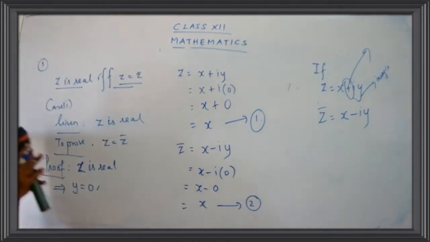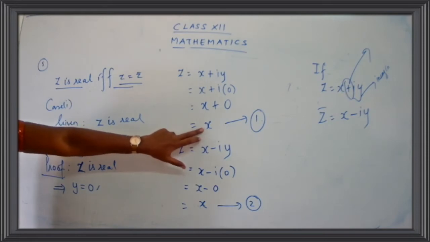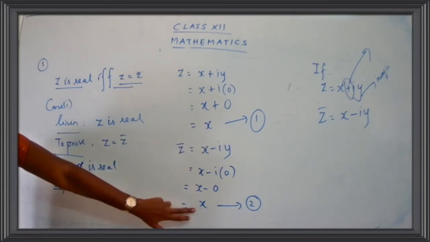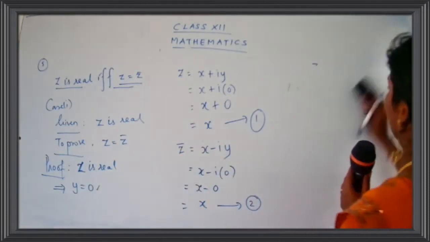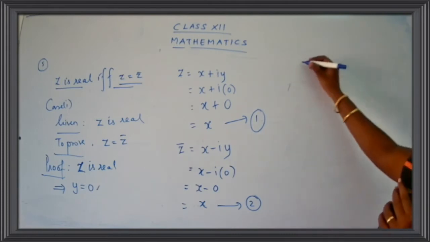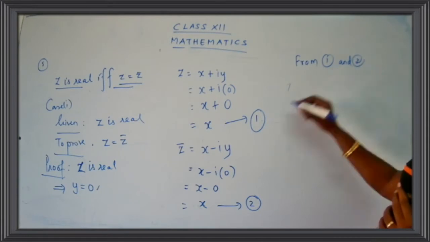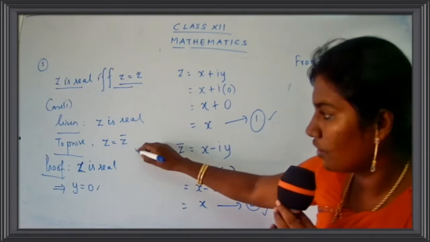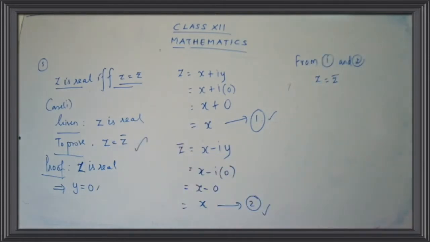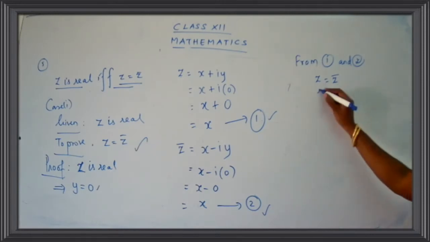So now just check your first subpart and your second subpart. What have we got? We have got the same answer. What is the answer? X, yes. What is the answer here? X. Good. So now what are you going to do? You're going to write from 1 and 2, Z is equal to Z bar. That is what we have to prove, right, children? Yes, we started with Z is real and we have proved Z is equal to Z bar. Hence proved.